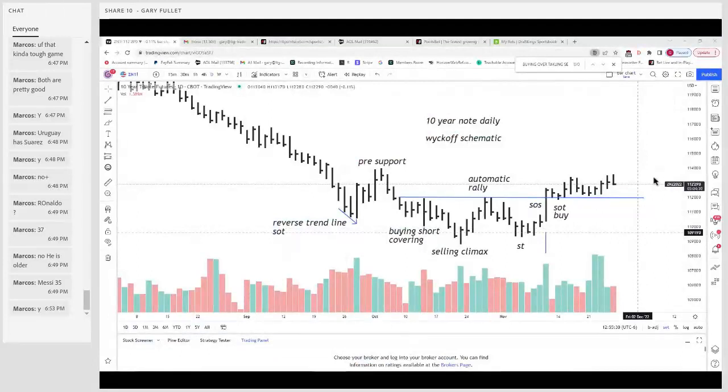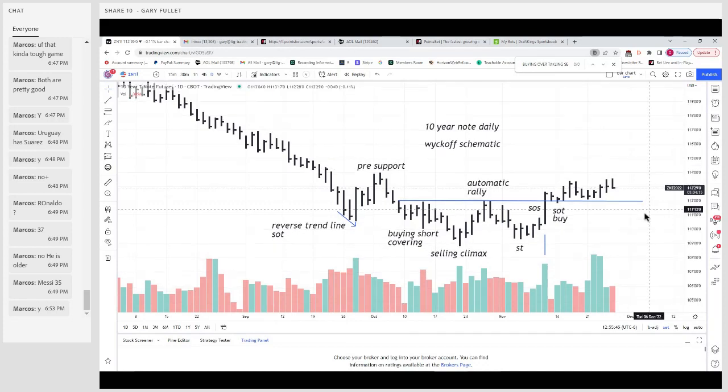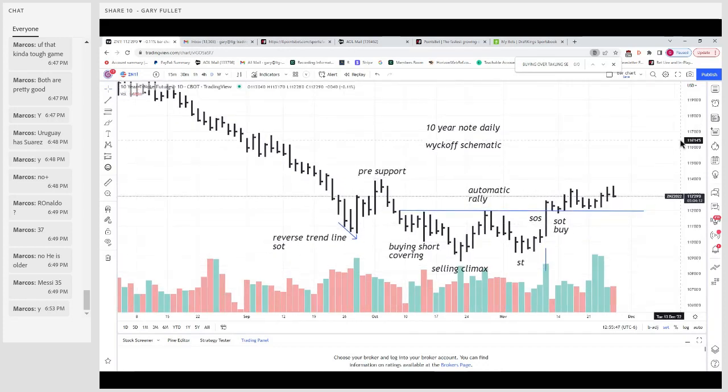I wanted to show a great schematic that is live. That's ongoing now. That I just labeled for the live member chat room today, and I want to explain it to you versus just sending this chart out to you. It's really a beautiful chart. The Wyckoff schematic works.